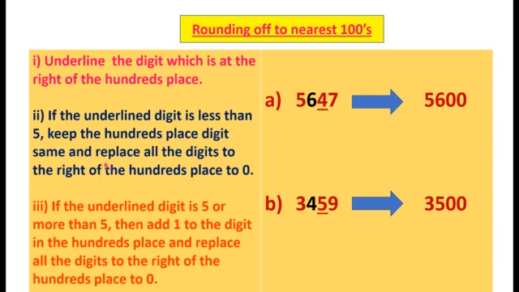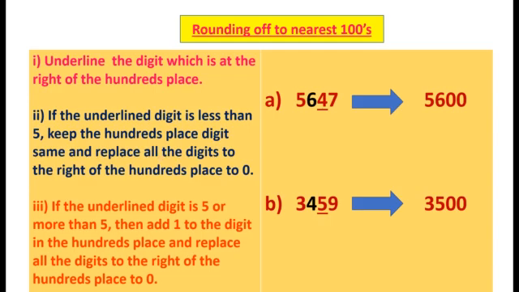Now next step says and replace all the digits to the right of the hundreds place to 0. So we have to replace all the digits to the right of the hundreds place. What are the digits to the right of the hundreds place? That is 4 and 7. We have to replace it by 0. So we have written here 2 zeros. Instead of 4 and 7 we have written zeros. So our rounded off number becomes 5600.